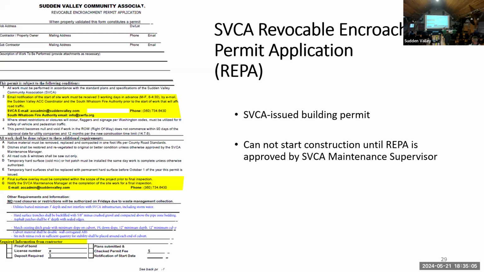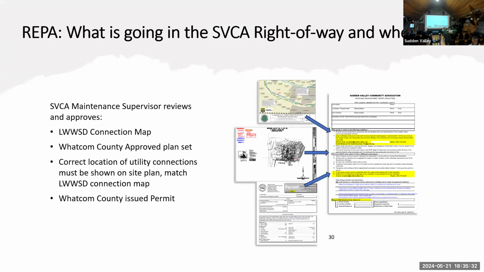So there are some boxes on the bottom here that we will go through: proof of bond, license number, deposit. At this time, the plans have been submitted and checked, and you've paid your permit fee, and then you'll give us a notification of your start date. The contractor fills out the top part. We go through those check boxes on the bottom during our meeting. And then we take all these things and put them together with the REPA, and we send it off for Mike Brock with his approval.